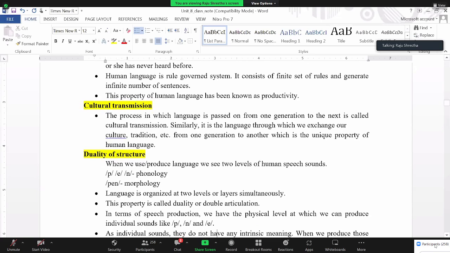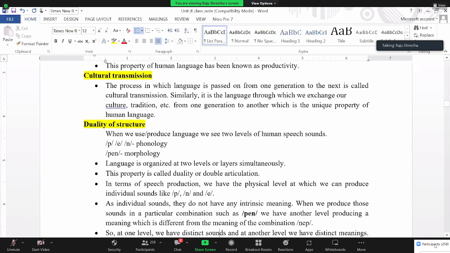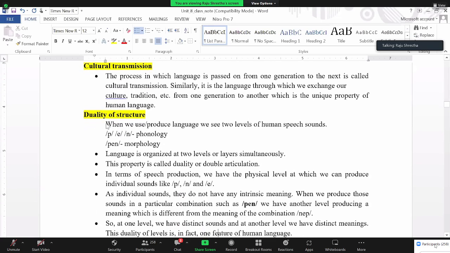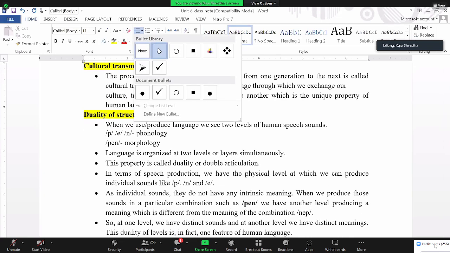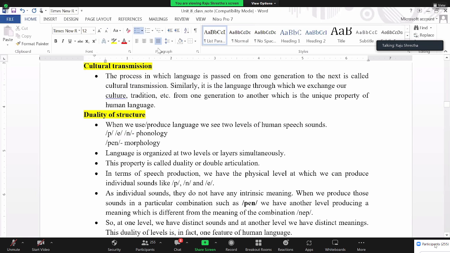Duality of structure is another characteristic we did. And here, when we produce language, we produce at two levels. One is what? Sound level. Another is what? Word level. Sound level is what? Pa, na, phonology.